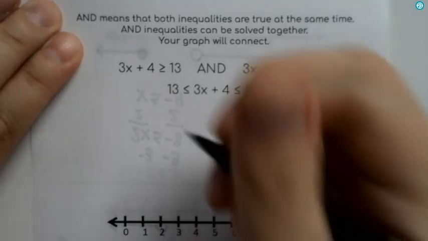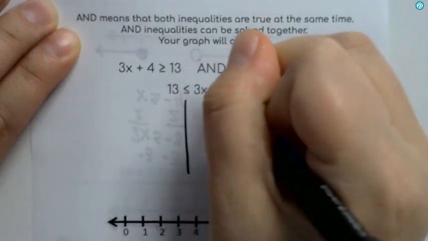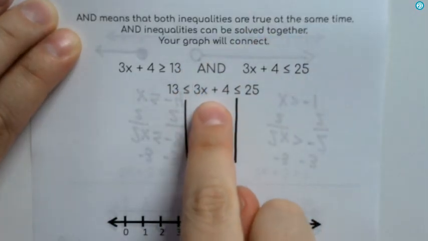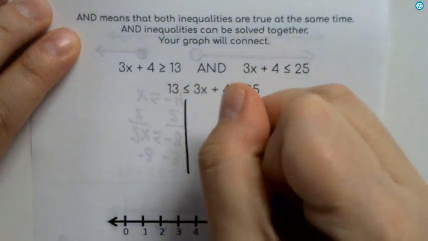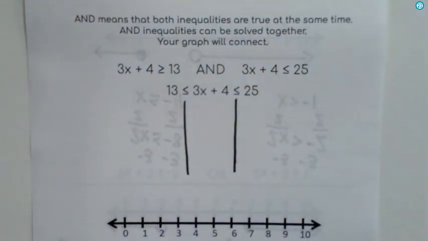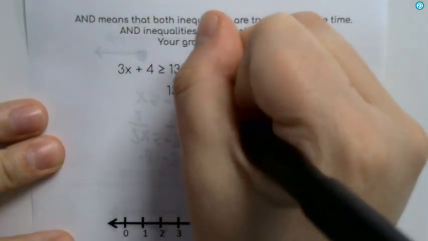So everything that we do in the middle to get x by itself, we're going to do on the left side and we're going to do on the right side. So solve it like a 3-sided equation. And that just makes it easier because then you don't have to solve them separately. So we've got 3x plus 4. We are going to subtract 4 in the middle, which means I need to subtract 4 here and here.